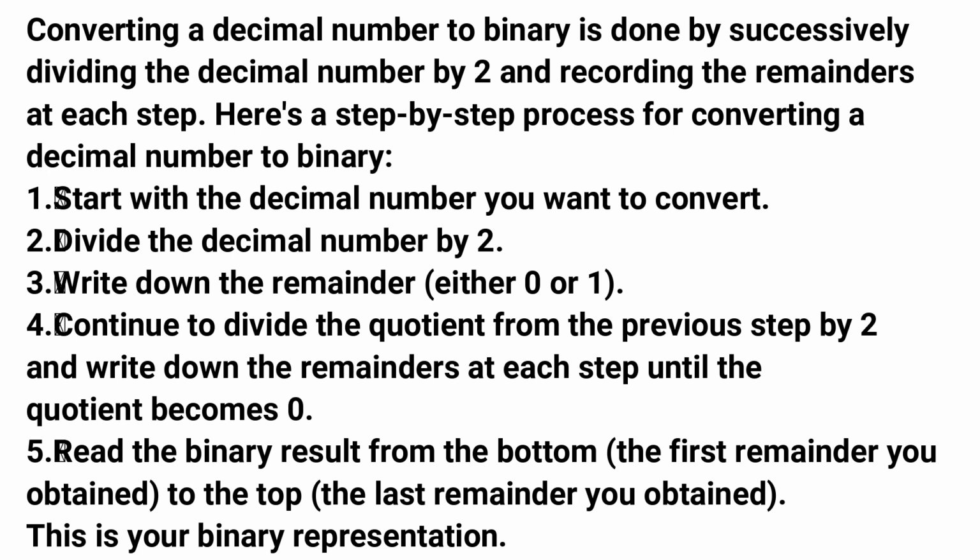1. Start with the decimal number you want to convert. 2. Divide the decimal number by 2. 3. Write down the remainder, either 0 or 1. 4. Continue to divide the quotient from the previous step by 2 and write down the remainders at each step until the quotient becomes 0. 5. Read the binary result from the bottom, the first remainder you obtained, to the top, the last remainder you obtained. This is your binary representation.